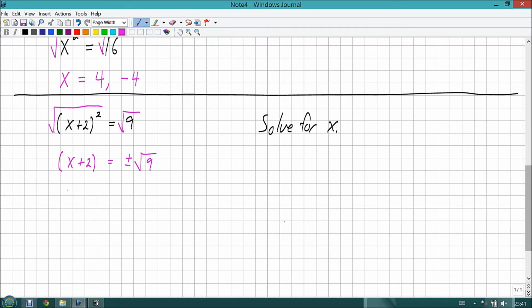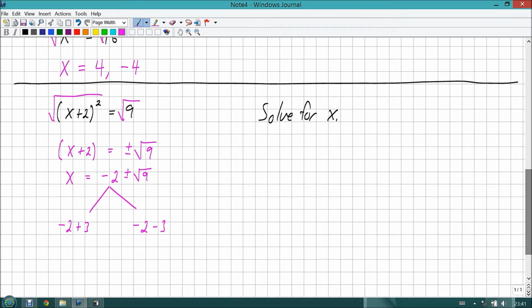Then solving for x, I would subtract 2 from both sides, and I get x is equal to negative 2 plus or minus the square root of 9. This gives me two answers. One is negative 2 plus 3, because the square root of 9 could be 3. It also gives me negative 2 minus 3, because the square root of 9 could be negative 3. Doing some arithmetic, we get 1, and we also get negative 5. So x could be two numbers in this case. It could be 1 or it could be negative 5. Both of them work out.